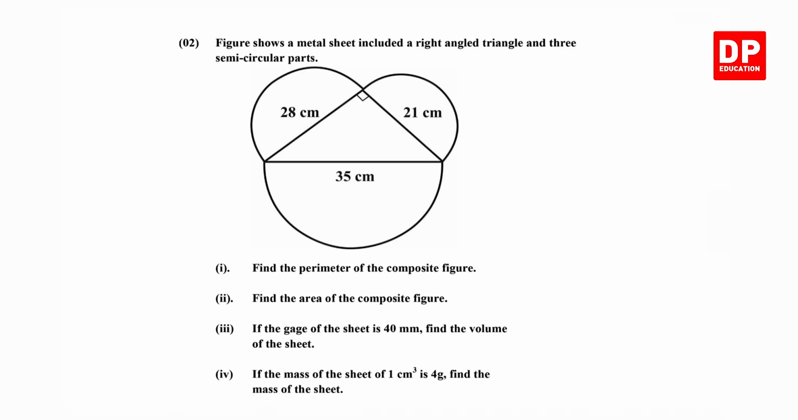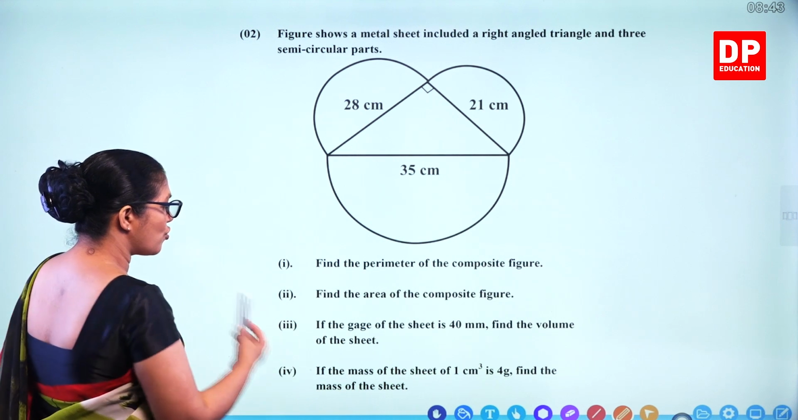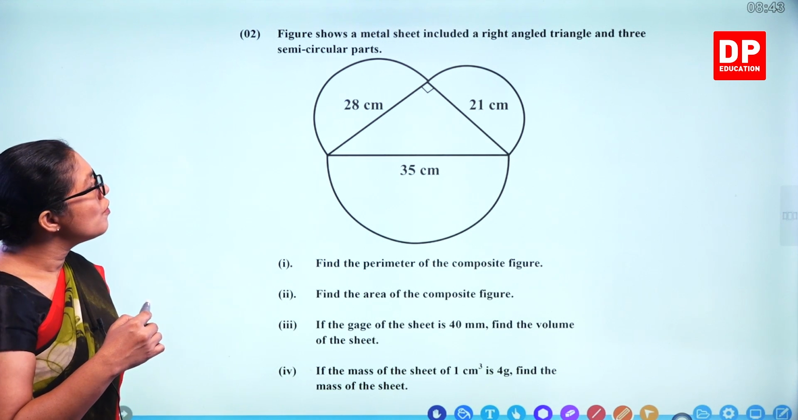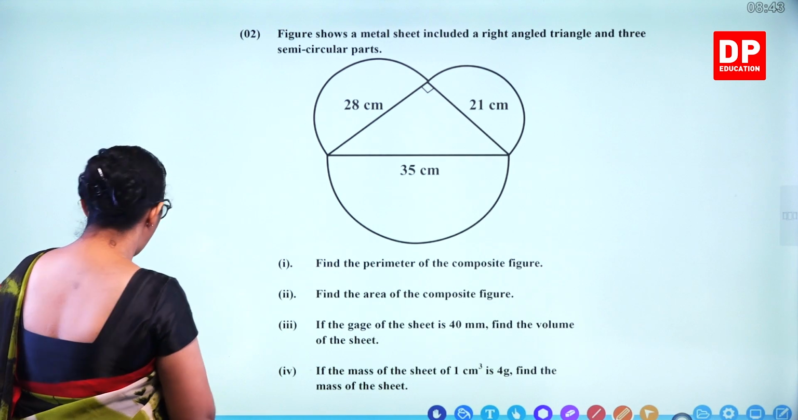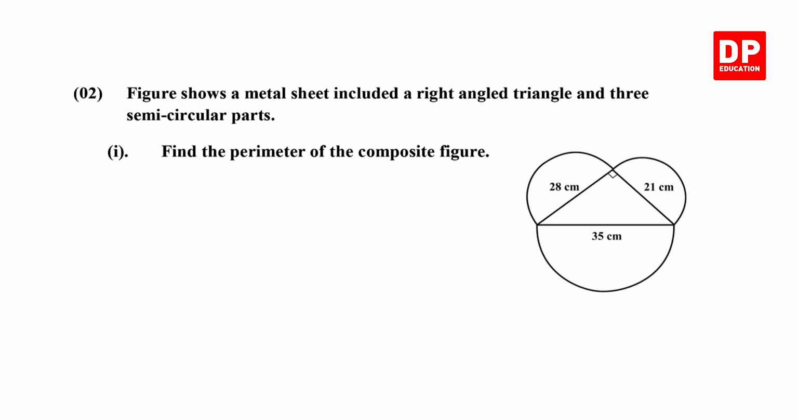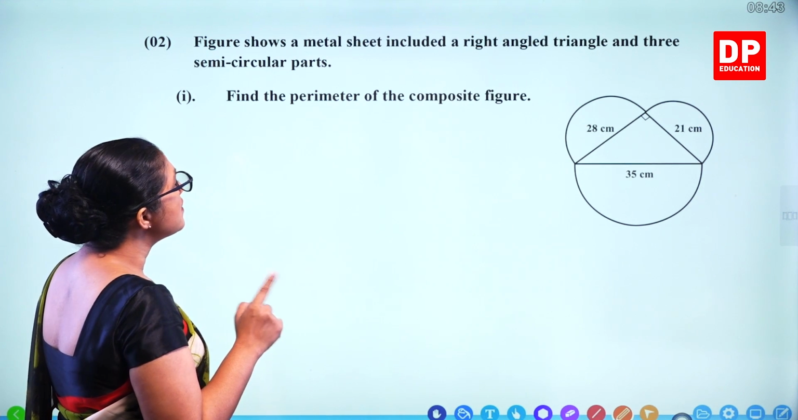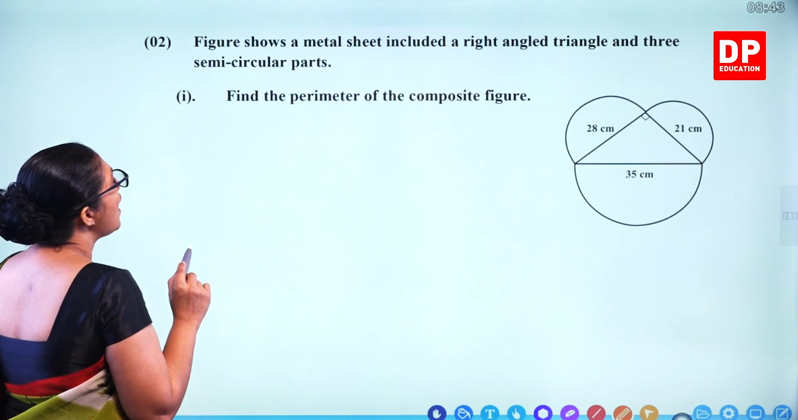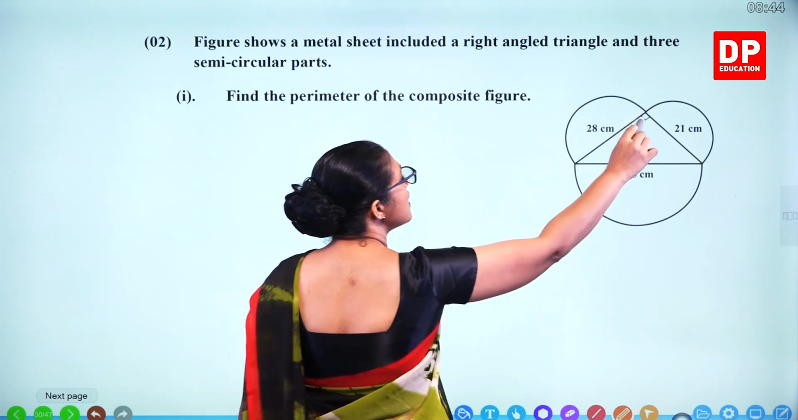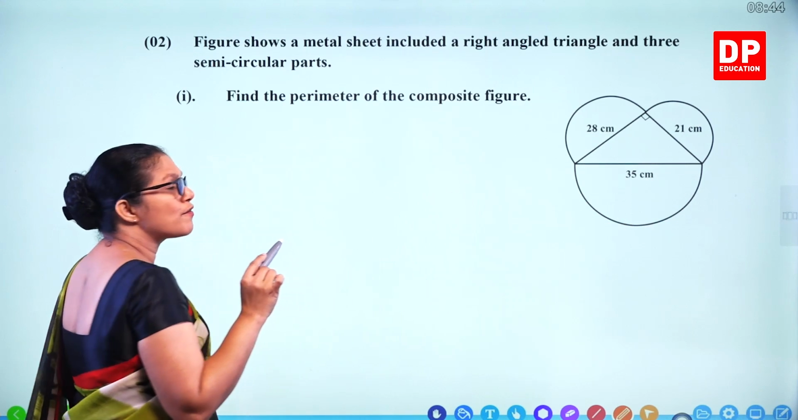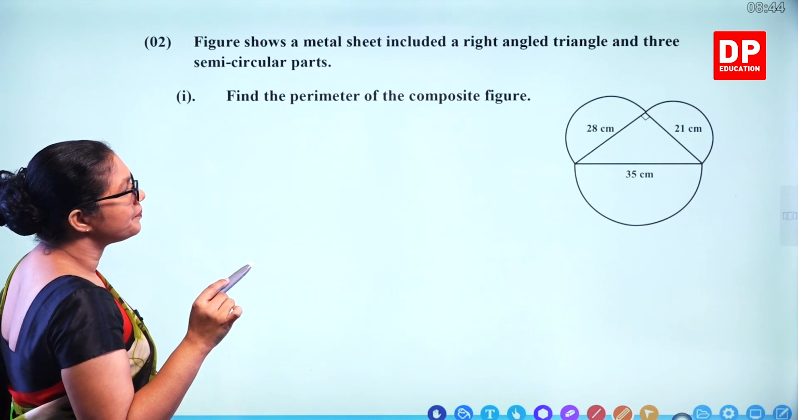Question number 2. It's about area and mass, which is also connected. So we'll try to do it separately. How many parts? 4 parts are there. The figure shows a metal sheet including a right angle triangle and 3 semicircular parts. Find the perimeter of the composite figure. Perimeter means outer length, so you have to find the separate arc lengths.